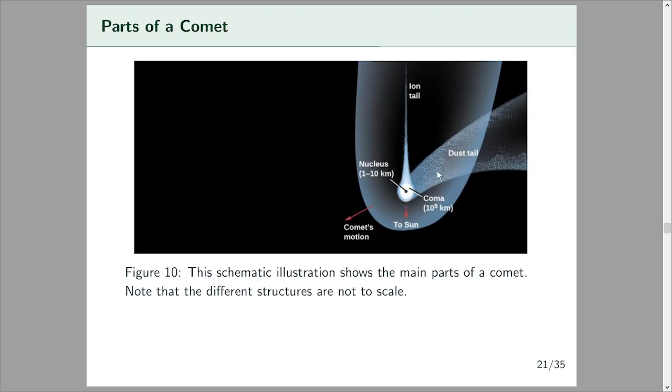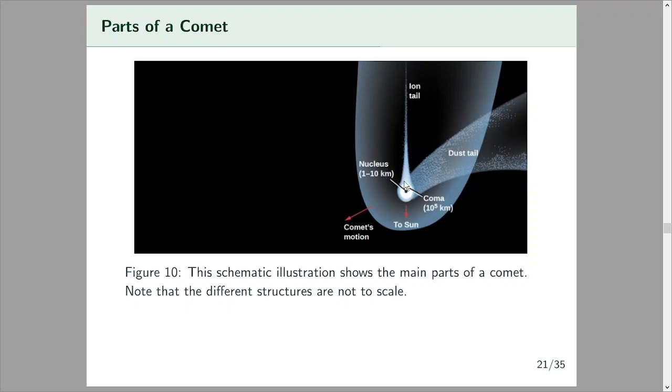The dust tail and the gas tail, those particles are a lot bigger. They don't interact that much with the solar wind, but they do get pushed on by the sunlight. The radiation pushes on them gently. And so that tends to push them away from the sun also. So typically you get two tails. One is a straight one, we call the ion tail, and one is curved, mostly away from the sun, and that's the dust tail.